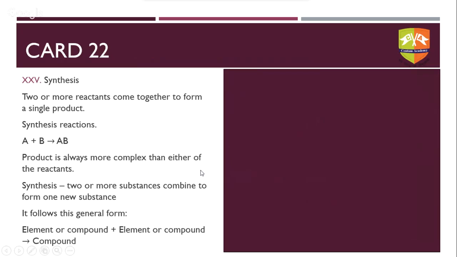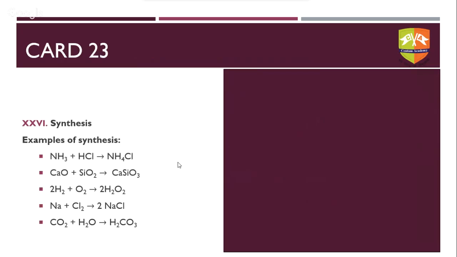Now let's go further in understanding these combination reactions. There are a few examples that you can see on the screen. The first example is ammonia plus HCl giving NH4Cl. You don't even need to balance this, it's already a balanced reaction. Most of the combination reactions you will find are generally already balanced. The second is CaO plus SiO2 giving you CaSiO3. This is another balanced chemical reaction.